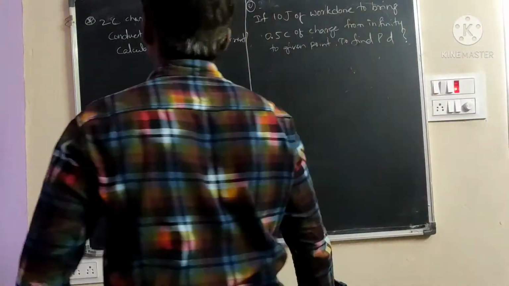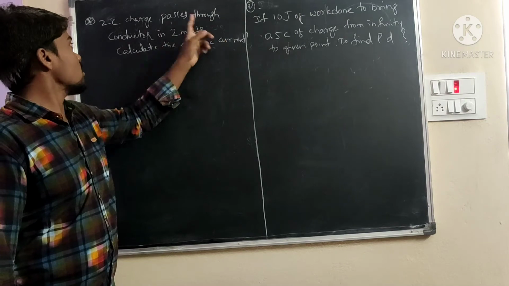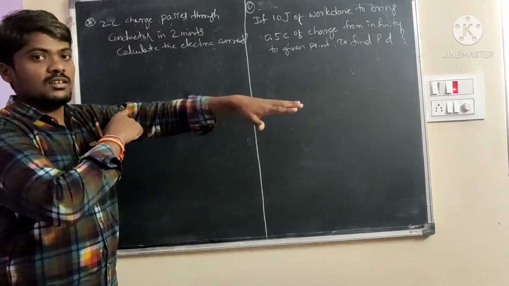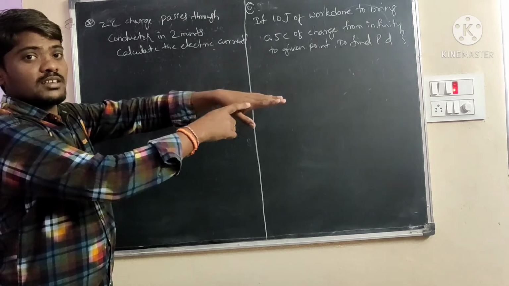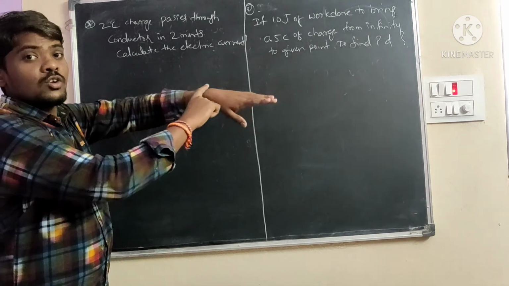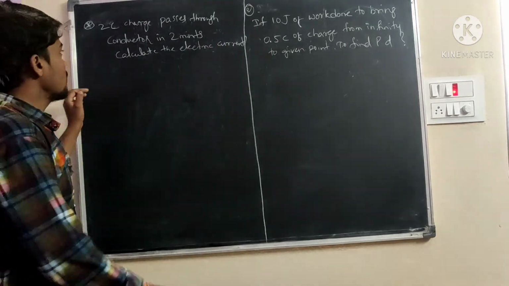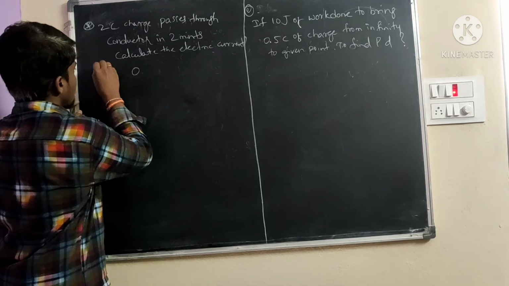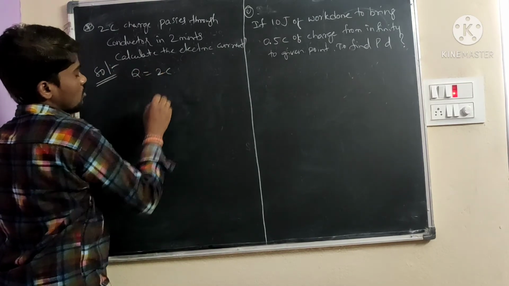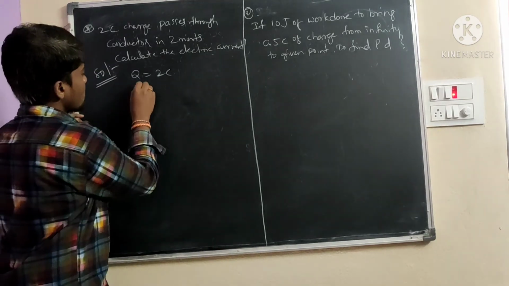Okay. 2 coulombs of charge pass through a conductor in 2 minutes. Find the electric current. Here the charge Q is equal to 2 coulombs. Charge unit is coulombs. Next, time is equal to 2 minutes.